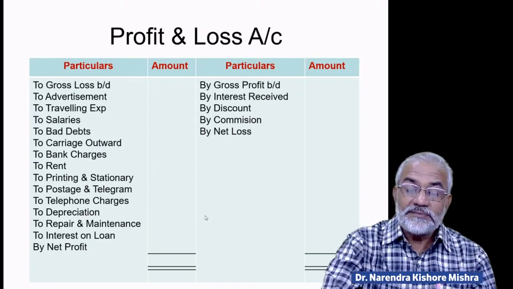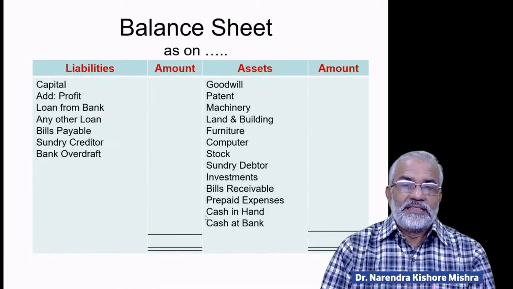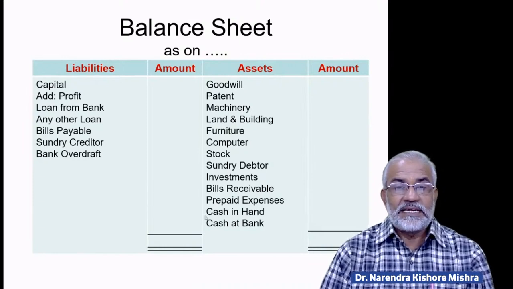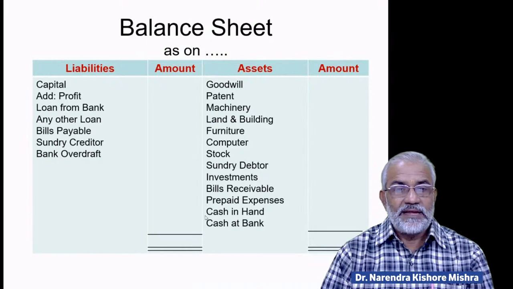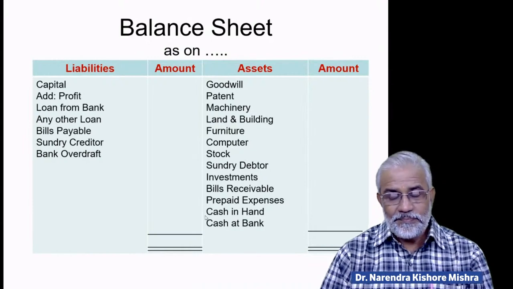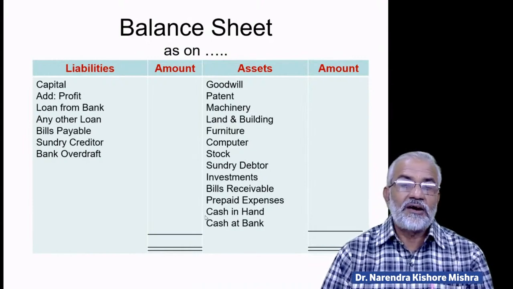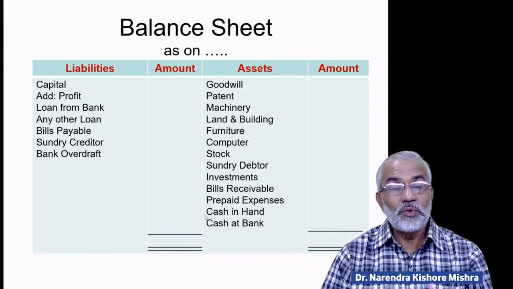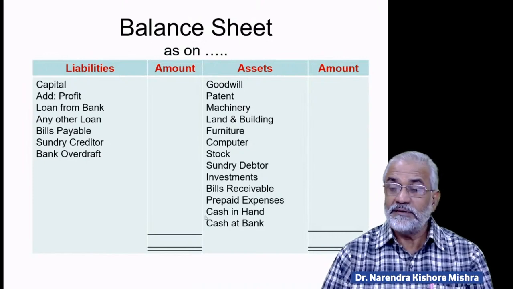So what are the contents of the balance sheet? The left-hand side of the balance sheet is liabilities and the right-hand side is assets. And the major items coming under liabilities may be capital. Capital means the owner's equity, whatever amount is invested by the entrepreneur or by the owner of the business in the business itself.